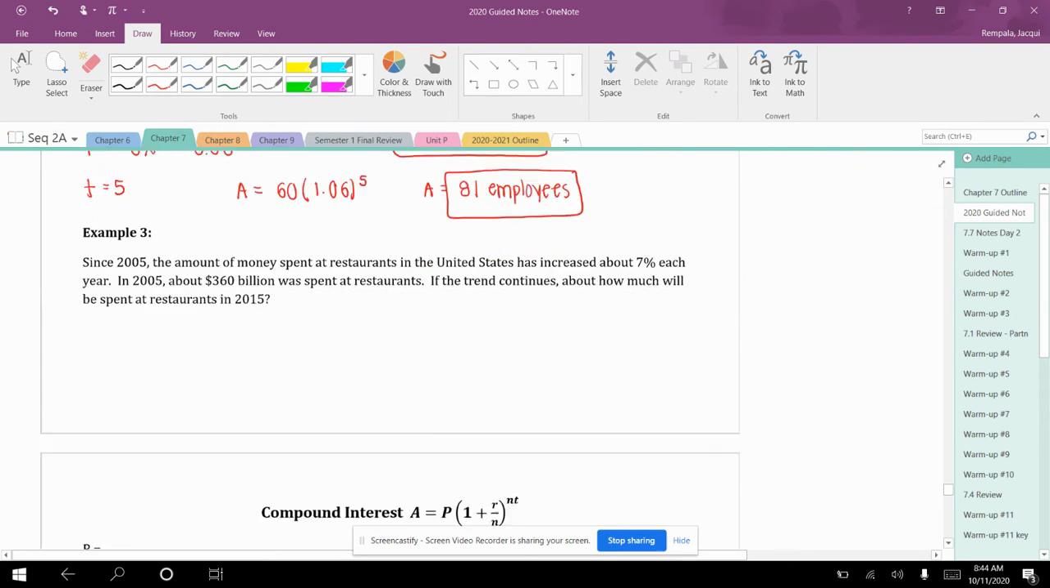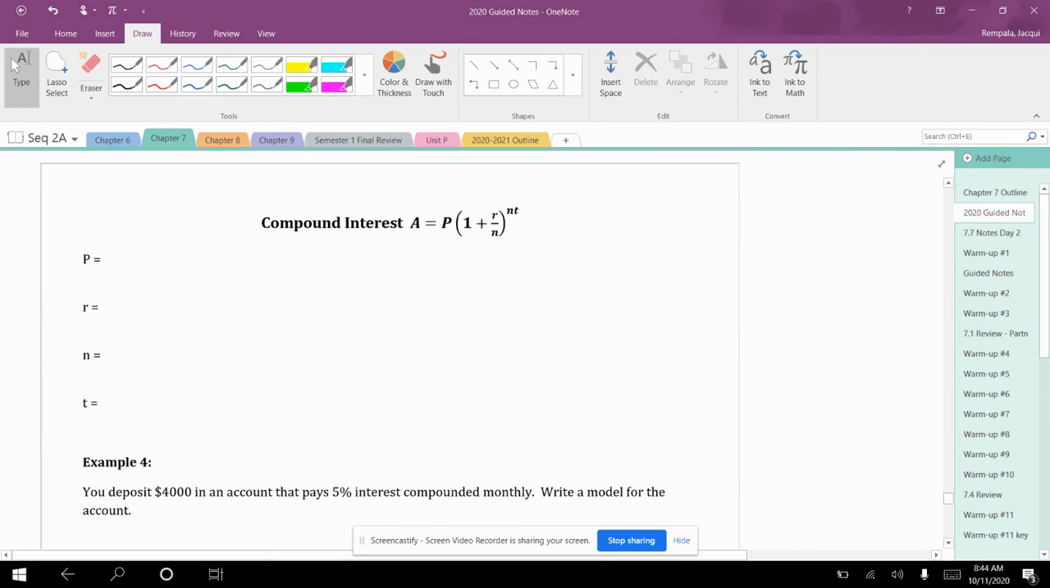All right, let's move on then to our next formula. Our next formula is all about compound interest. So we've got A equals P times the quantity 1 plus R over N raised to the NT power. There are some variables that look the same. There are some new variables. So let's talk about this.